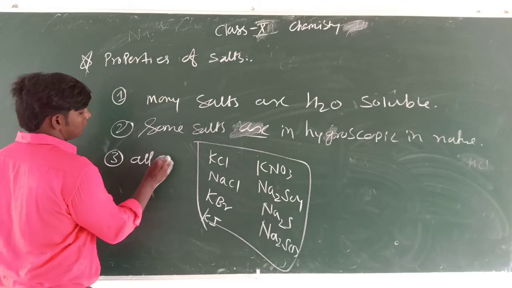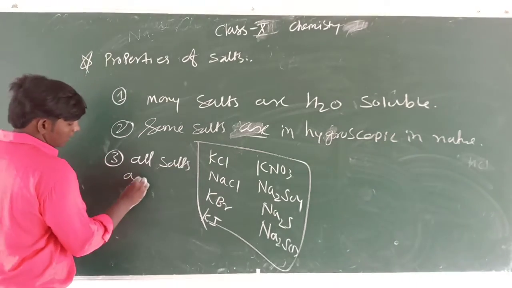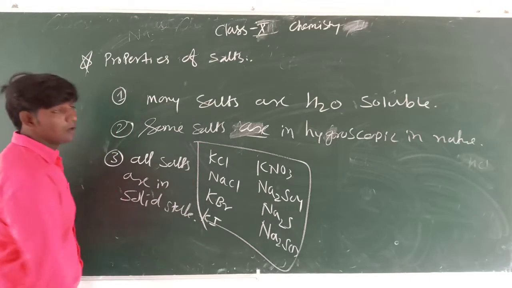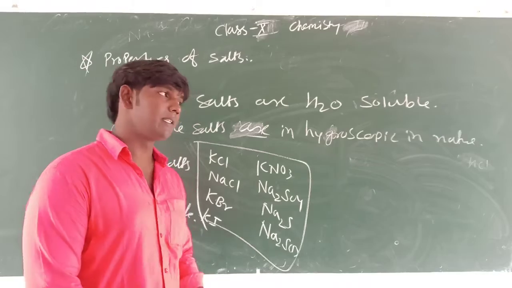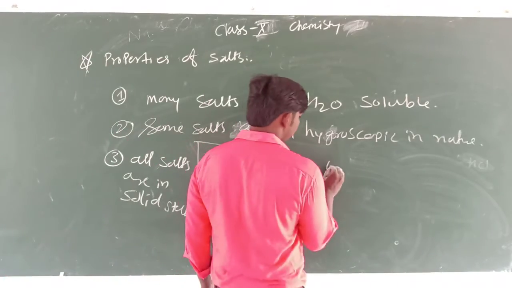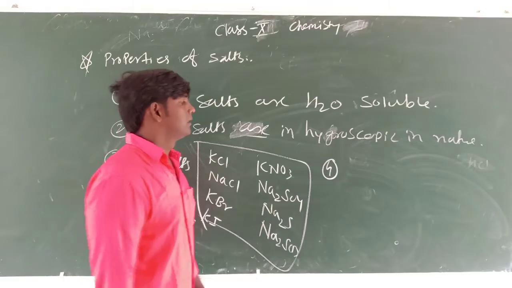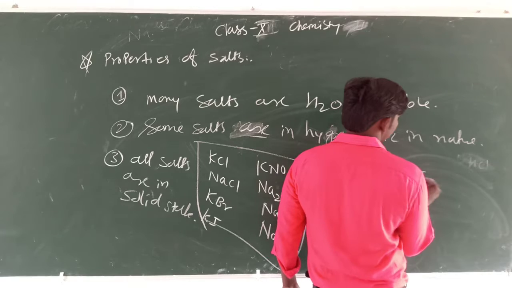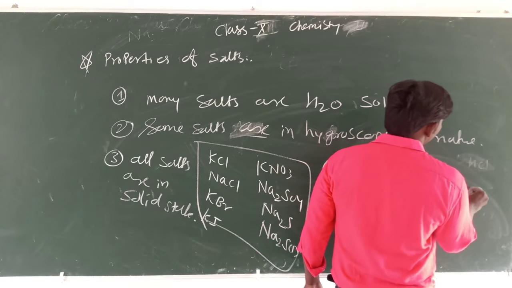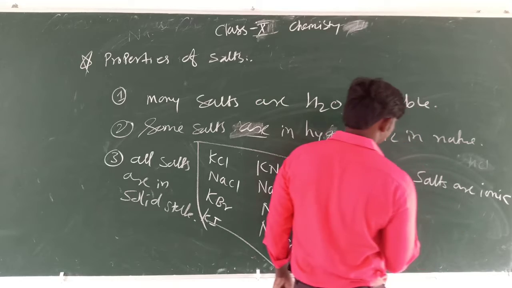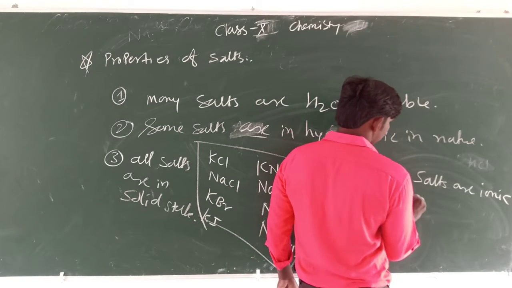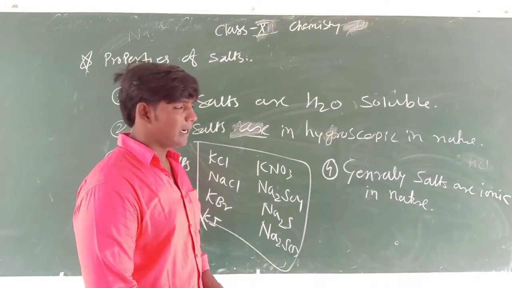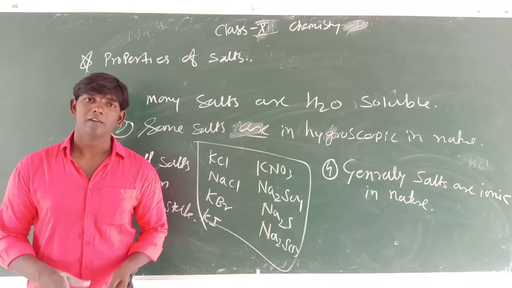Third, all salts are in solid state. Okay. You well know that all salts are in solid state. Okay. Fourth, generally salts are ionic in nature. I say not all salts, but generally salts are ionic in nature and they have ionic bonds.